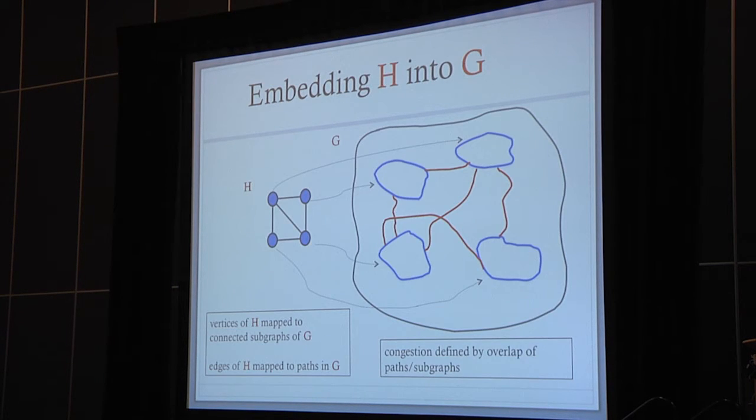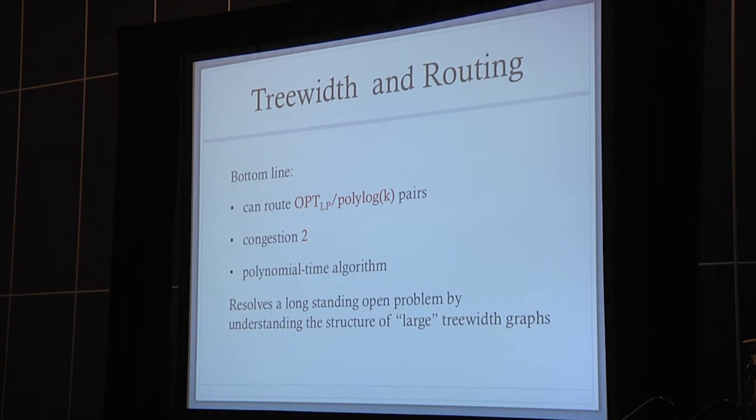And what is the bottom line? The bottom line is that if you have the relaxation, you can route many pairs. It is a theoretical result, so this is perhaps not great in terms of the dependence on k, but we know that the relaxation qualitatively is actually good. The congestion we get is 2, that means we allow 2 crossings, not more than 2, and the algorithm is polynomial time, and we can route a lot of pairs.